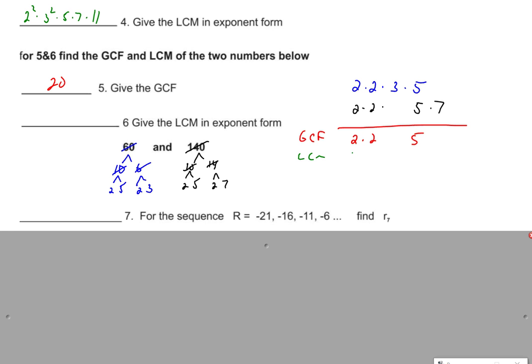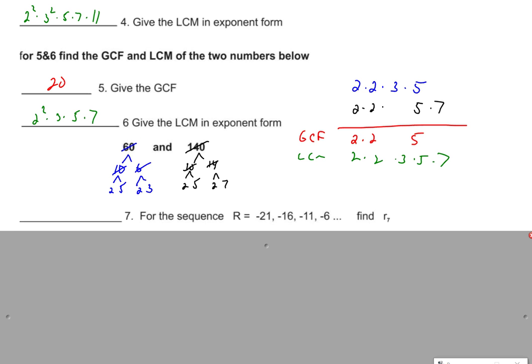LCM, include every column. By the way, notice how I made a chart. How many of you made a chart? Oh, good. We do have some smart ones among us, right? That's what I was trying to teach you. And 2 squared times 3 times 5 times 7, right? How many got that right? Okay, again, you're pretty good with your LCMs and GCFs.